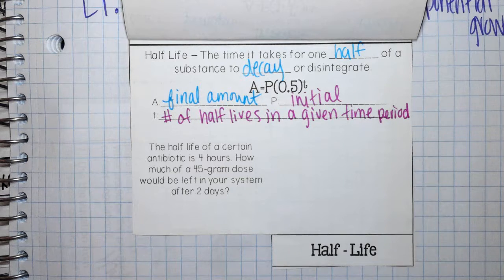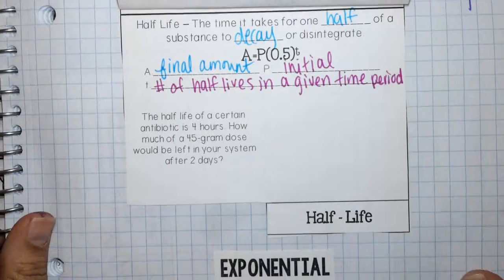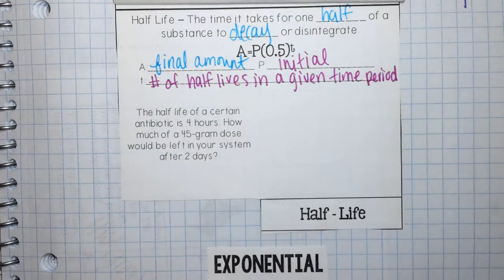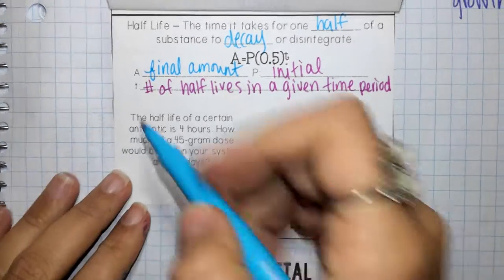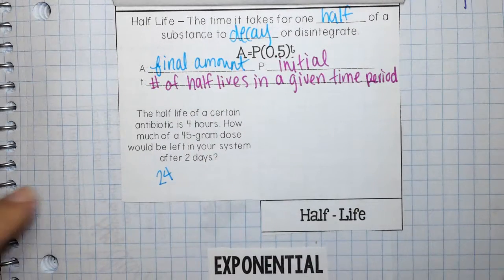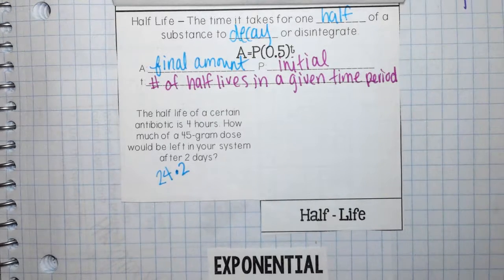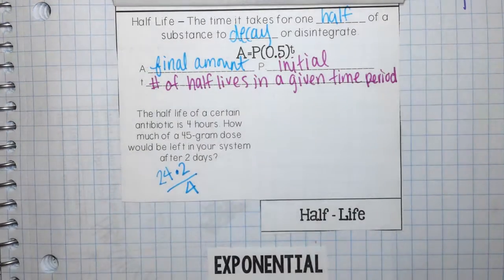Thank you. All right, so this says that the half-life of a certain antibiotic is 4 hours. So every 4 hours it dies. How much of a 45-gram dose will be left in your system after 2 days? So how many hours are in a day? 24. Okay. And we have 2 days, correct? So what are we going to multiply 24 by? Times 2. But then what do we need to divide that by? After how many hours does it disintegrate? 4. So you're going to do 24 times 2, and you're going to divide it by 4.